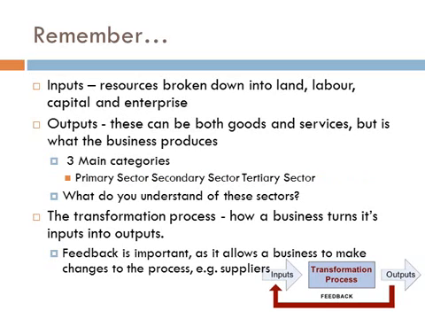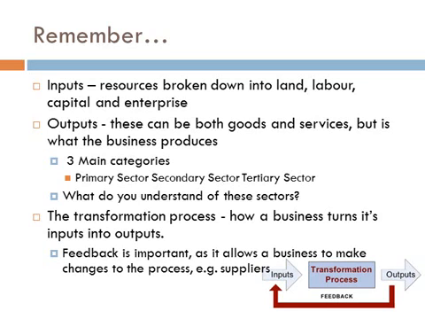So a little recap. Inputs. These are resources that can be broken down into land, labour, capital and enterprise. Remember, that's what we call the factors of production. That is something that you could get asked as an exam question. Name the 4 factors of production. Don't get caught out by not remembering those.